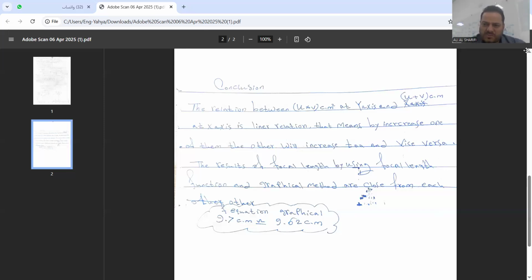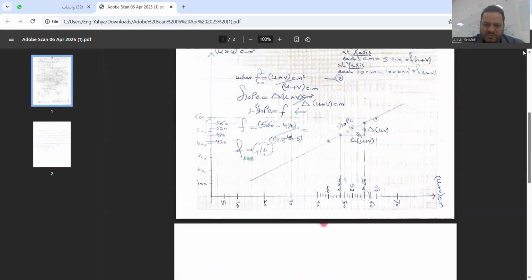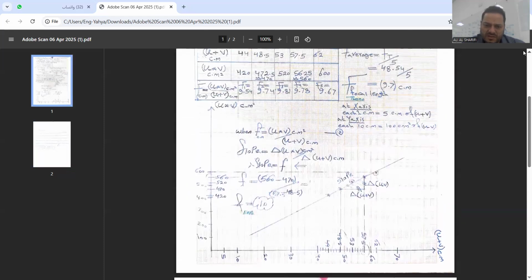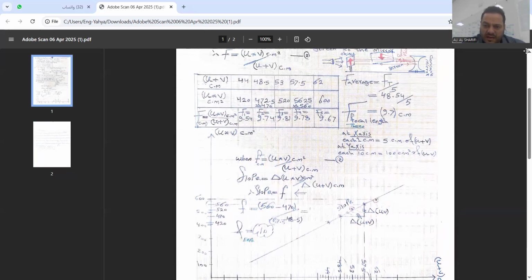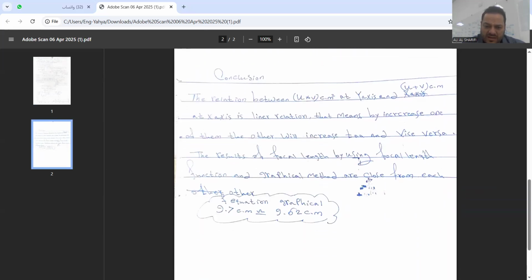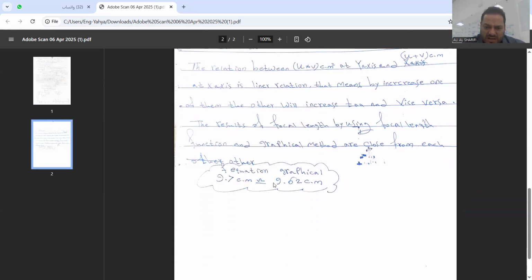Sorry, here the experimental result was 10. Yes. And the theoretical was equal to 10.7. Yes, that's right. By that, let's correct that. Experimentally, it was 10, not 9.62. Okay, be careful about that.